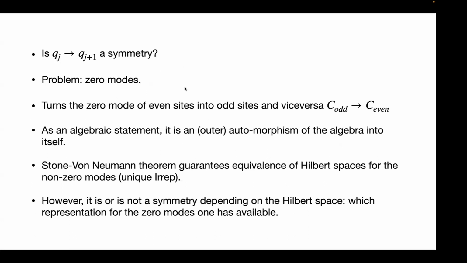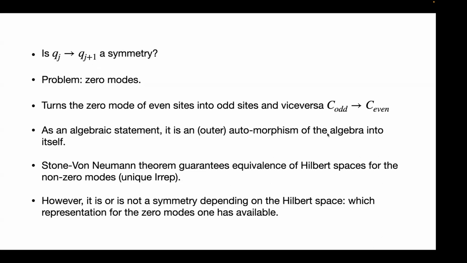It's definitely a symmetry of the algebra of the Qs. But the problem is that when you take Q_j to Q_{j+1}, we have two zero modes, the C odd and C even. So it turns the zero mode or the central element of the even sites into a central element of the odd sites and vice versa. So the statement is that although this is a symmetry of the algebra of operators, it turns out that this is not a symmetry that you can realize as a conjugation by unitary in the algebra itself. It's an outer automorphism of the algebra.